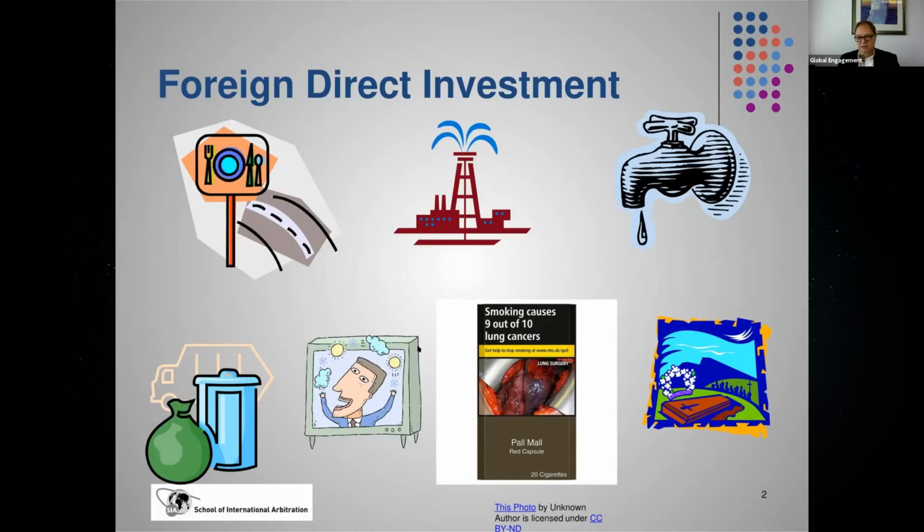The rest of the cases are a bit less common. TV broadcasting license. One of the modern disputes about investment relates to the Czech Republic, with two parallel cases. One is called CME and the other is called Lauder, against the Czech Republic.